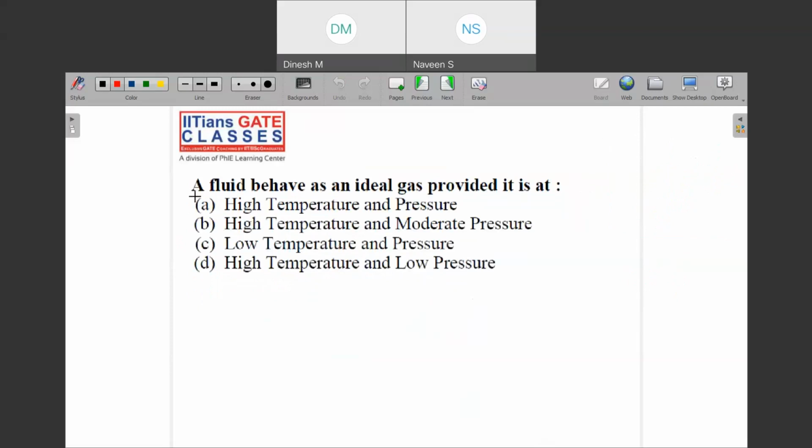Now, a fluid behaves as an ideal gas provided it is at what? What was the favorable condition for ideal gas, if we can recall? The favorable condition for ideal gas is that we are at high temperature and low pressure. Yeah, which is the condition? This one.